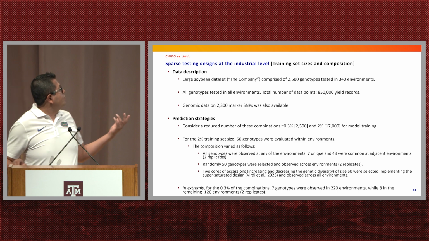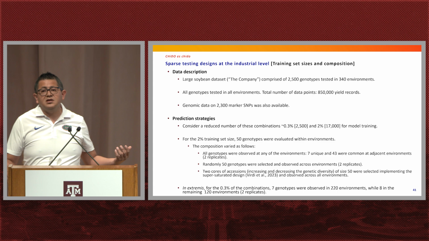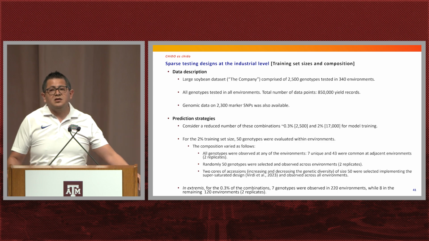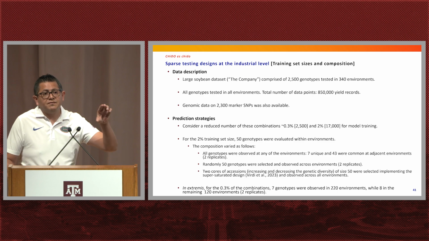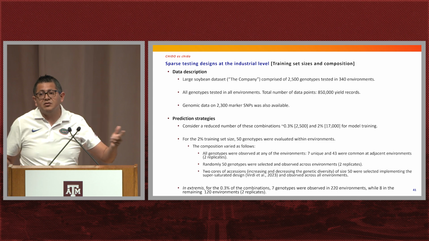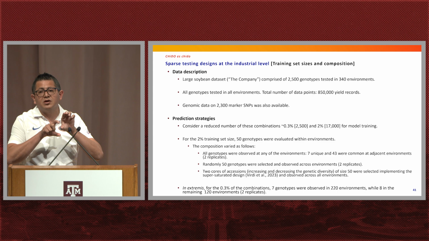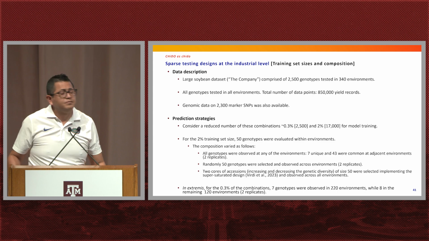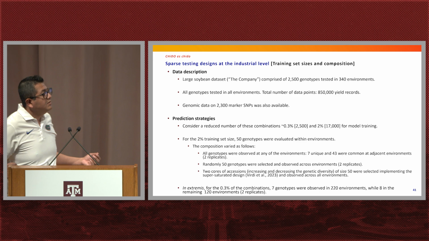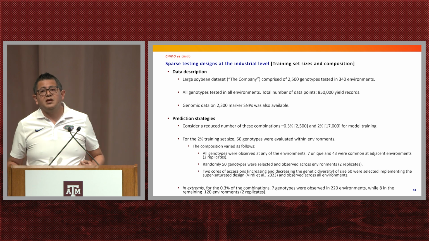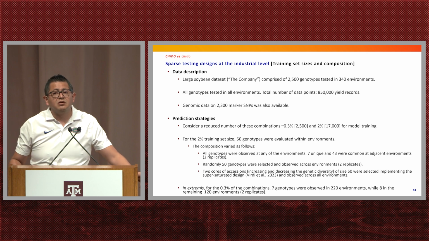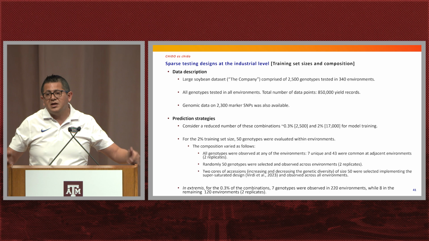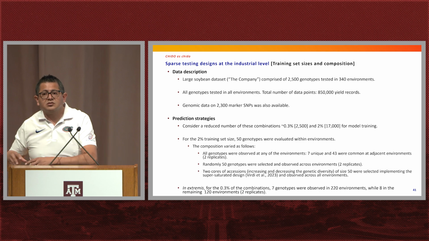So for selecting the 2%, we consider different strategies. One strategy selects 50 genotypes in a way that we observe 50 genotypes for each one of the environments. 7 genotypes were unique to each environment, and 43 genotypes were common with the neighbor environment. The second allocation scheme selects 50 genotypes randomly, and we observe those 50 genotypes across all of the environments. Obviously, we have to conduct replicates in order to avoid some specific bias.